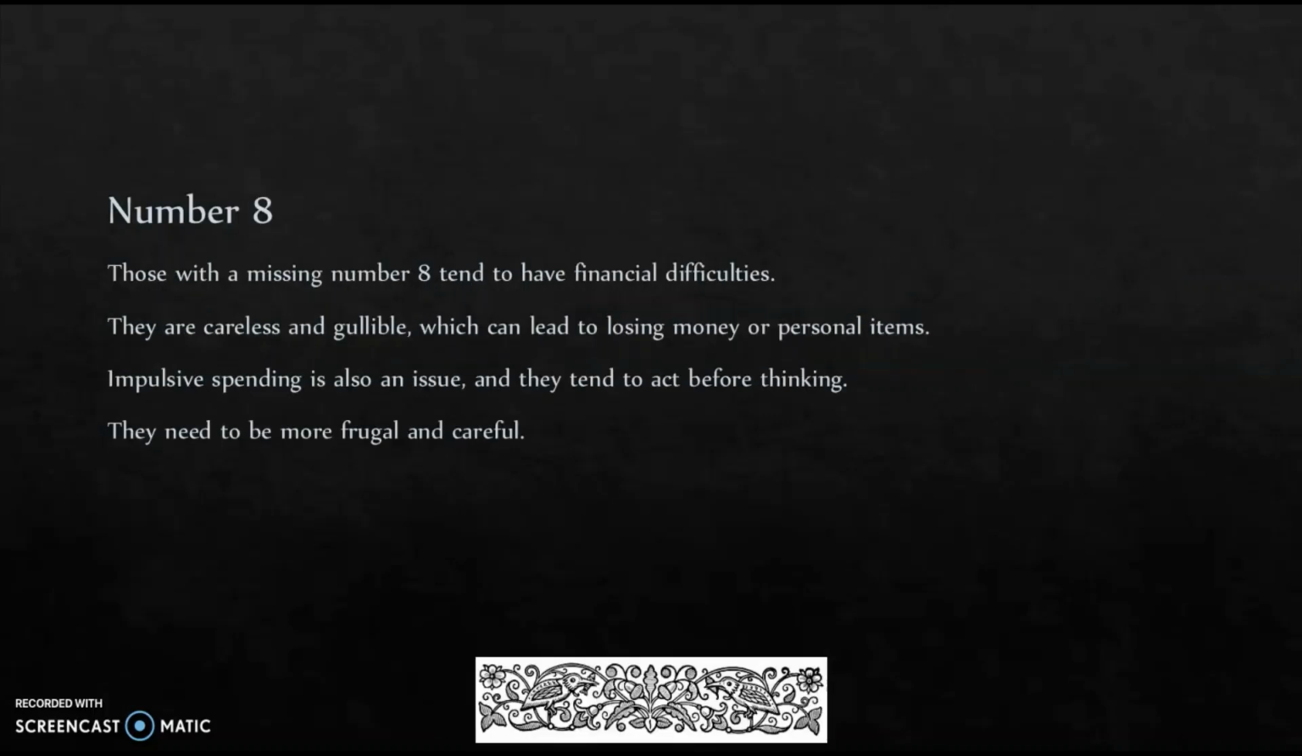Number 8. Those with a missing number 8 tend to have financial difficulties. They are careless and gullible, which can lead to losing money or personal items. Impulsive spending is also an issue, and they tend to act before thinking. They need to be more frugal and careful.